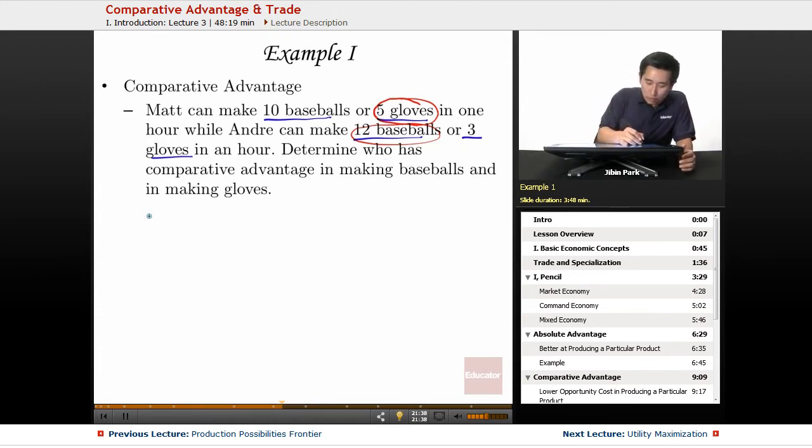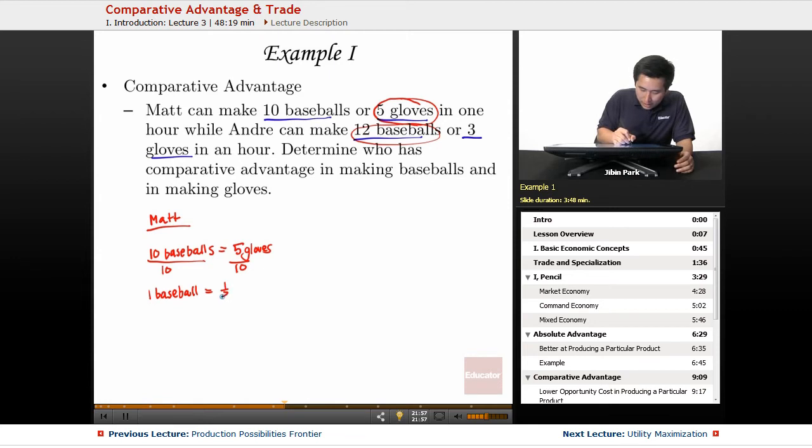So let's go ahead and work out this equality. Matt, so 10 baseballs is going to equal 5 gloves. So what you have here is you divide by 10 on both sides, and you get 1 baseball equals 1/2 glove. Again, find the reciprocal, which would be 1 glove equals 2 over 1, or just 2 baseballs.